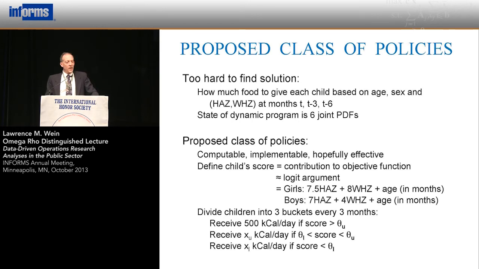And then, because it's hard to get a full-blown dynamic programming solution, we look at a 4-parameter policy where, every 3 months, we put a kid into one of 3 buckets. The most severe kids are going to get the full-blown 500 kcals of Plumpy'Nut. The ones in the medial level will get some medium dose. The ones in the lowest level will get some other dose, which could be 0.